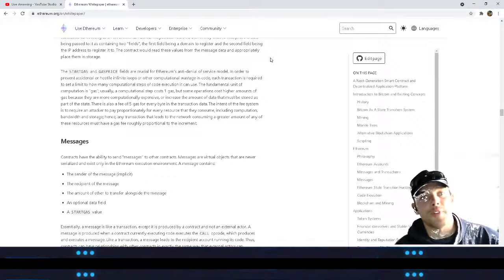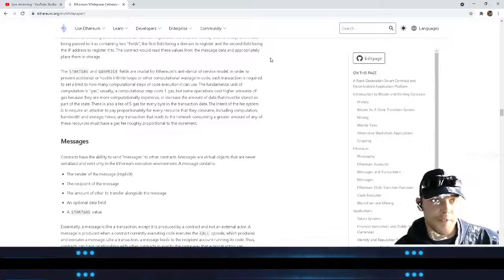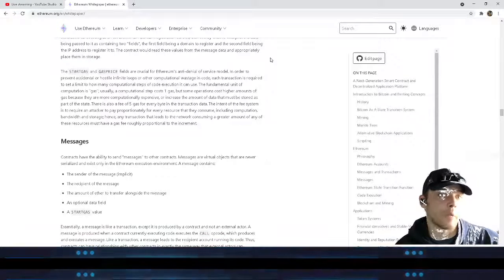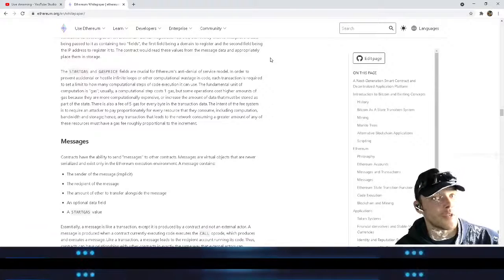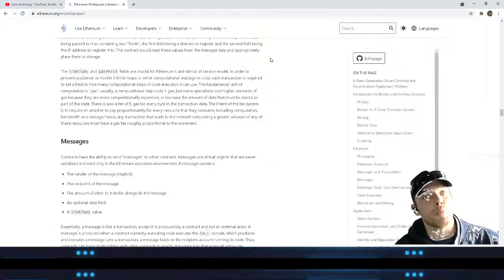There is also a fee of 5 gas for every byte in the transaction data. The intent of the fee system is to require an attacker to pay proportionately for every resource that they consume, including computation, bandwidth, and storage. Hence, any transaction that leads to the network consuming a greater amount of any of these resources must have a gas fee roughly proportional to the increment.